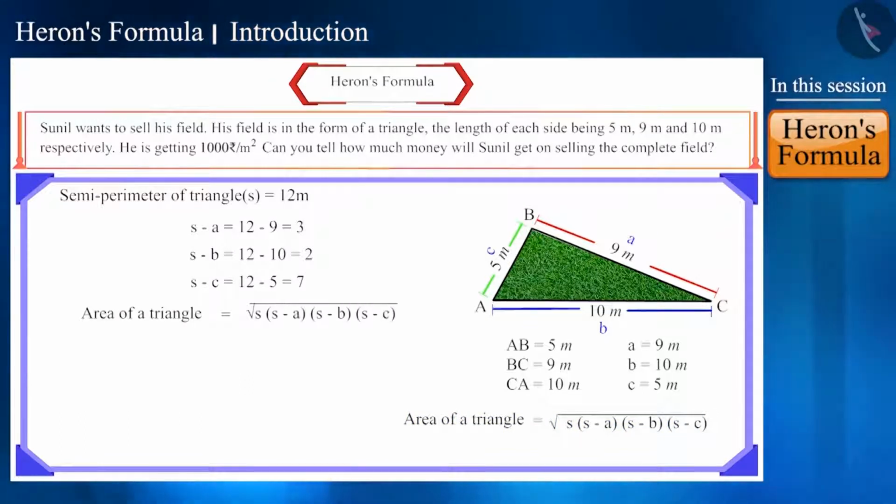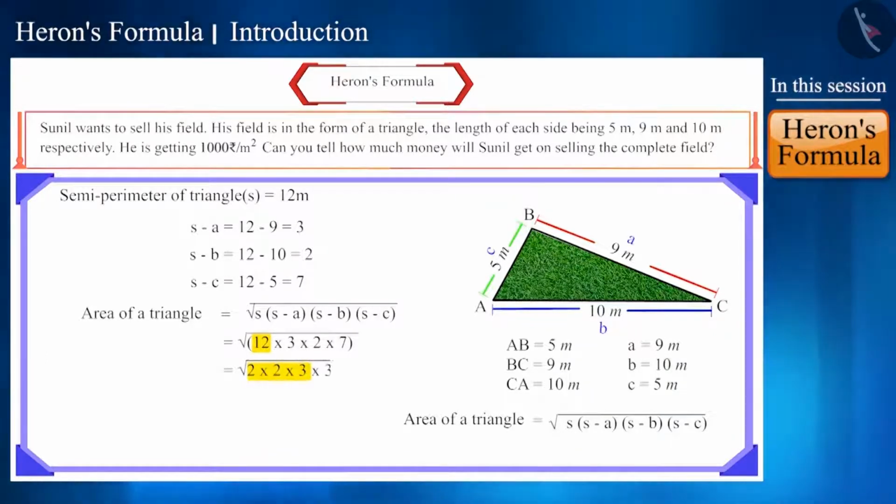According to Heron's formula, this will be the area of triangle ABC. Here we can write 12 as 2 into 2 into 3. And now if we take out a number from the pairs of 2 and 3 from the bracket, that is 6 root 14 square meters.